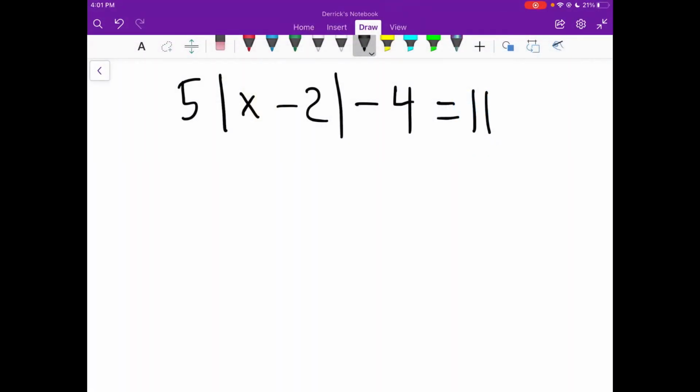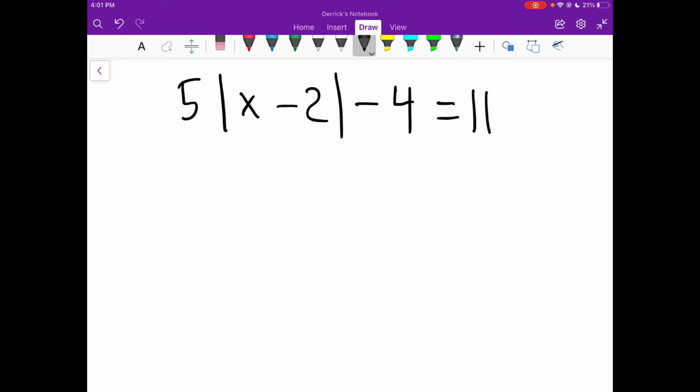Now let's look at a slightly more complicated example. Not too bad, just a little bit rougher. The idea is the absolute value is what's making this special, right? That's the title of this video. That's the whole reason why we're having to do special things, is because of the absolute value bars. They're the reason why we have to do the positive and negative case.